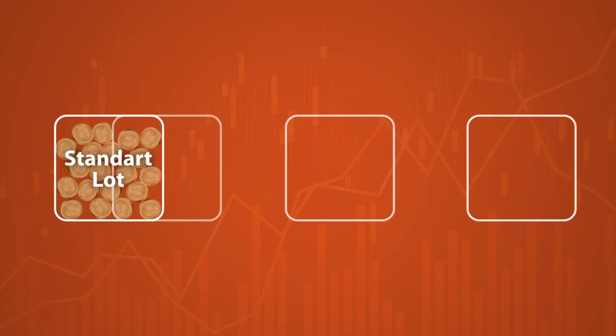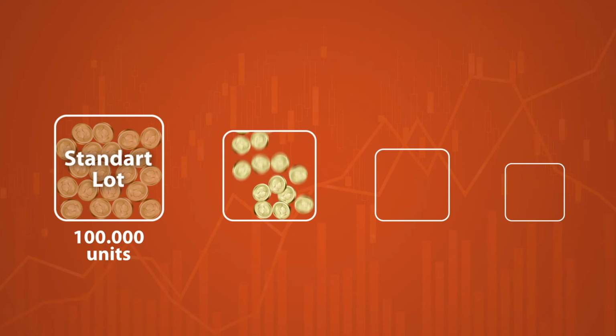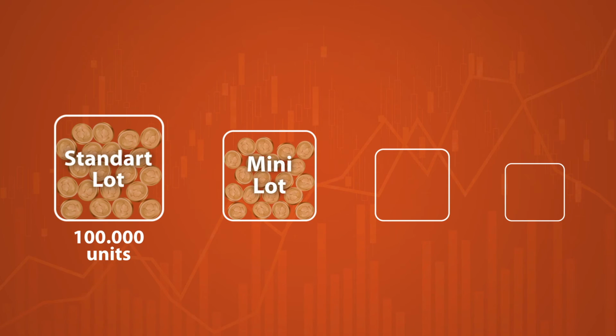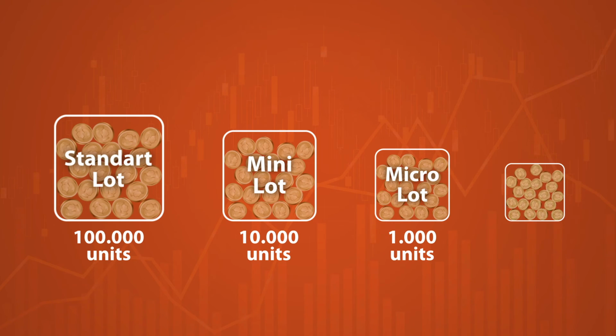To make entering the Forex market easier, traders are offered other lot sizes. A mini lot is 10% of the standard lot, or 10,000 units of the base currency. A micro lot is 1% of the standard lot, or 1,000 units of the base currency. And finally, a nano lot is 0.1% of the standard lot, or 100 units of the base currency.